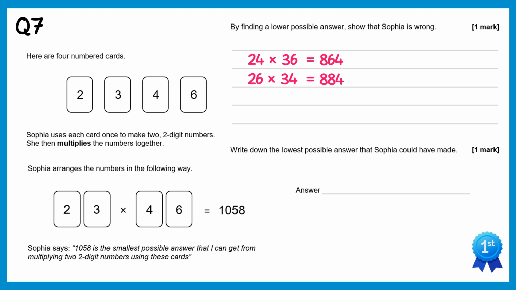For part B though, you need to write down the lowest possible answer. So the lowest one is 864. That came from 24 times 36.